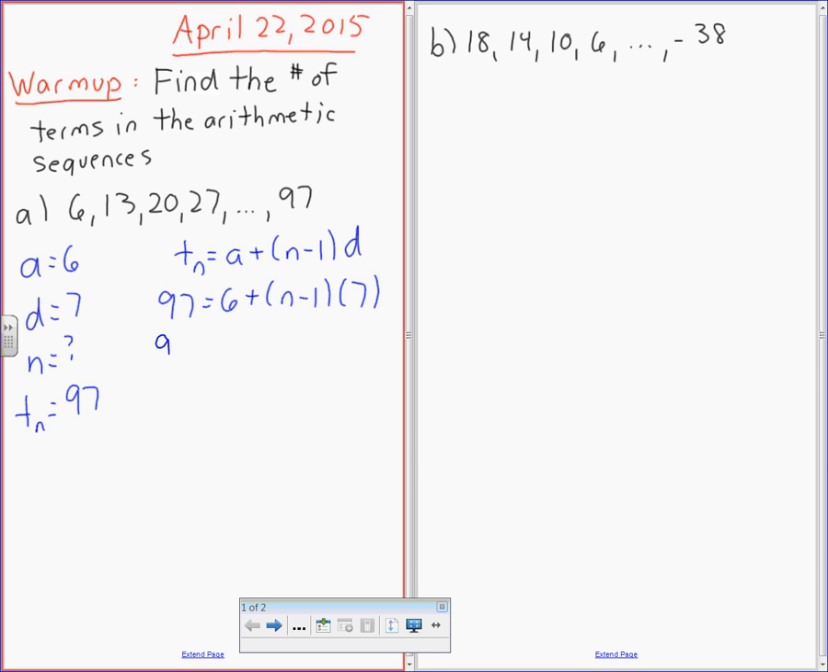So 91 equals, and then again, Owen and I were having this discussion when we did the first time. If you want to distribute the 7, you may. If you want to leave it in the bracket and divide through, either one will work out. So I'm just going to call that n minus 1 times 7.